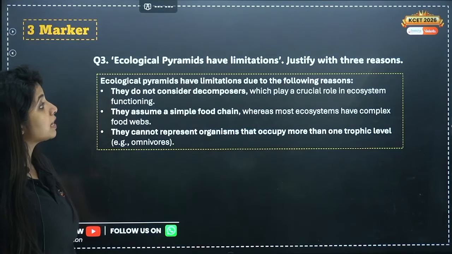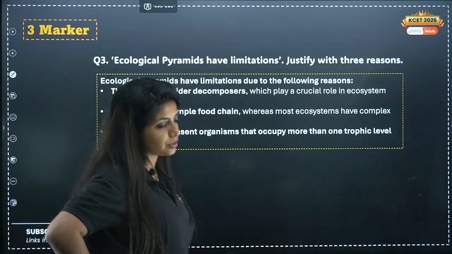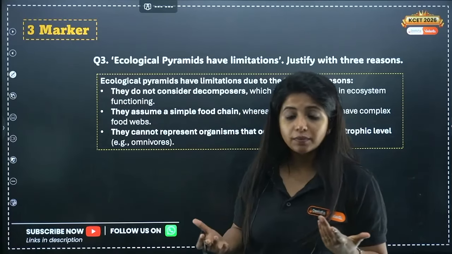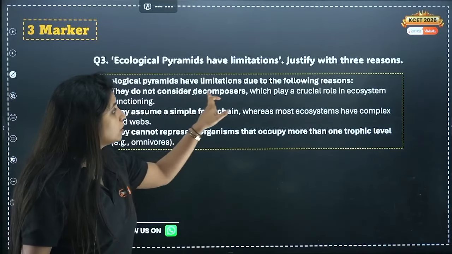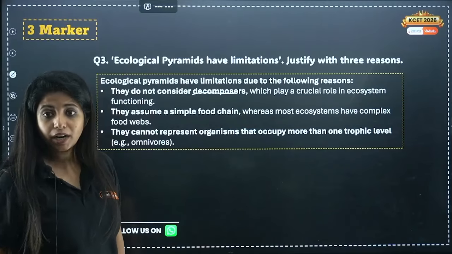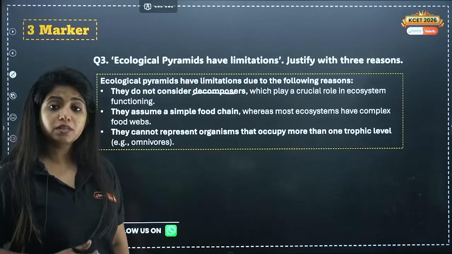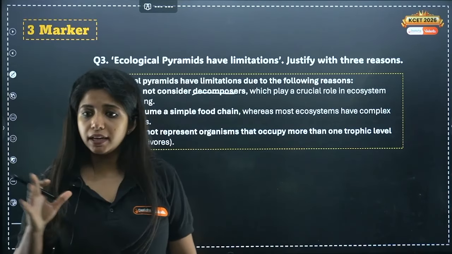Next, ecological pyramids have limitation. Justify with 3 reasons. The pyramids that we saw, do they have limitations? Yes. Why? What limitations do they have? Do they consider decomposers out there? No. So that is one very big problem, because decomposers are playing a crucial role in the environment.